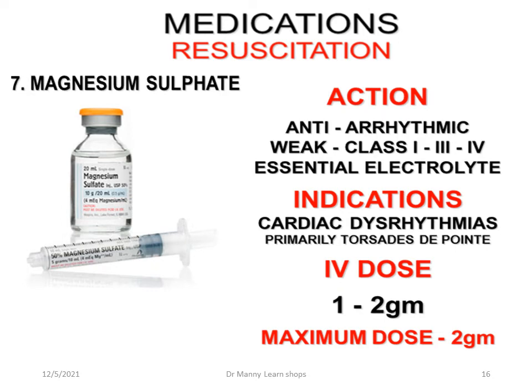Magnesium sulfate is classed as an antiarrhythmic. It has a weak class 1, 3 and 4 effect, and it is an essential electrolyte. And it's indicated for cardiac dysrhythmias, especially for polymorphic ventricular tachycardia, torsades de pointes. The dose is typically 1 to 2 grams, with a maximum dose of 2 grams.